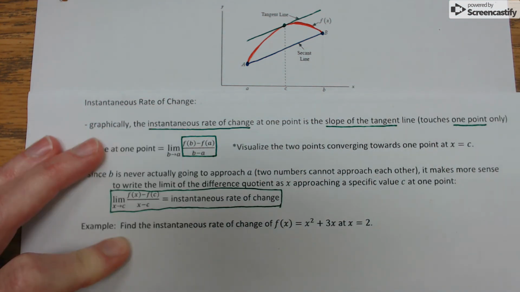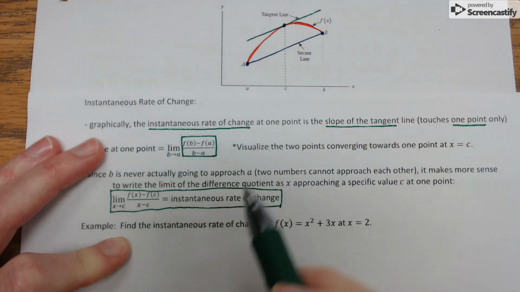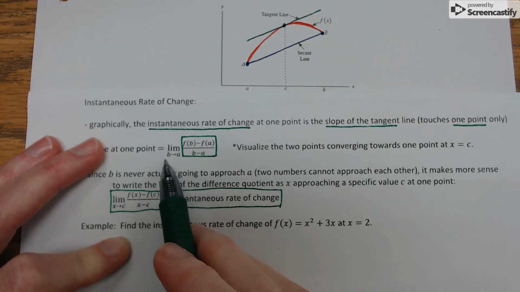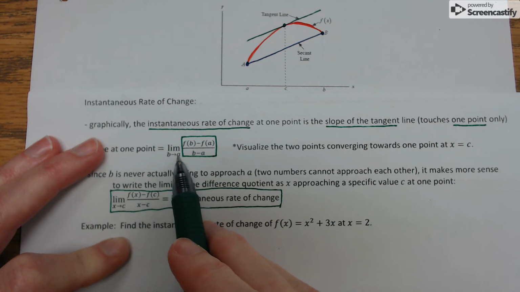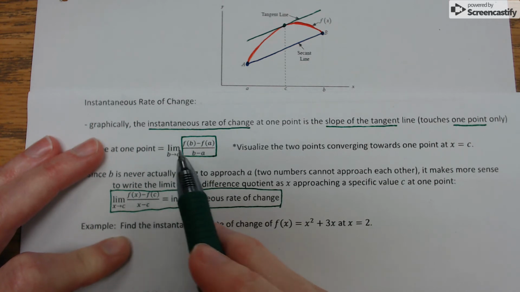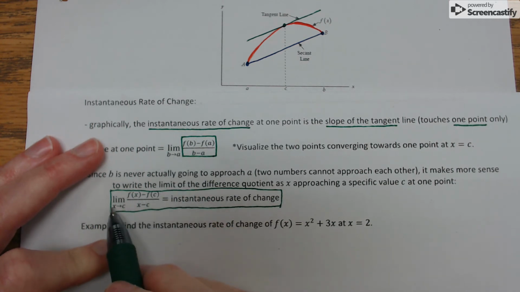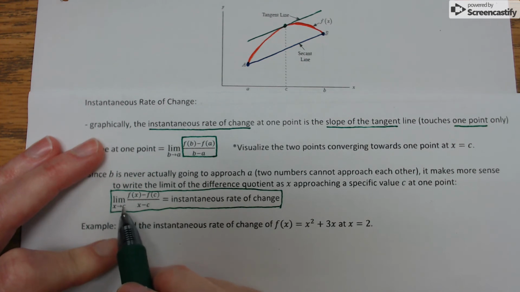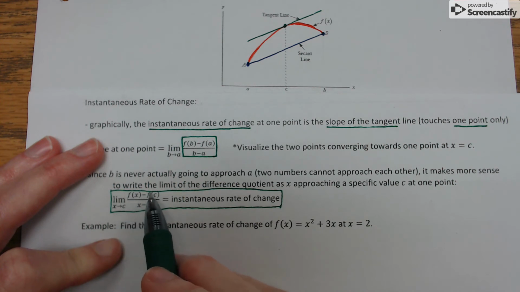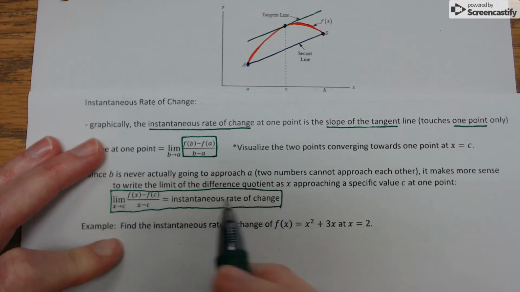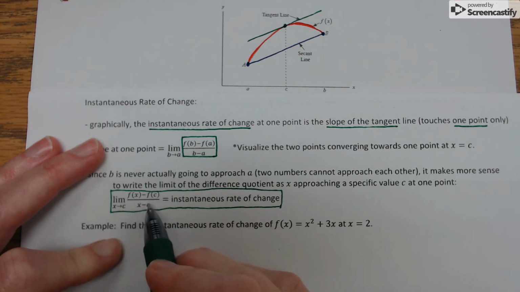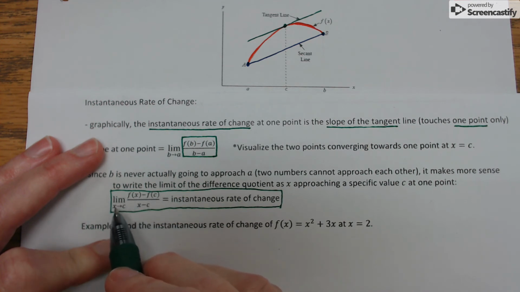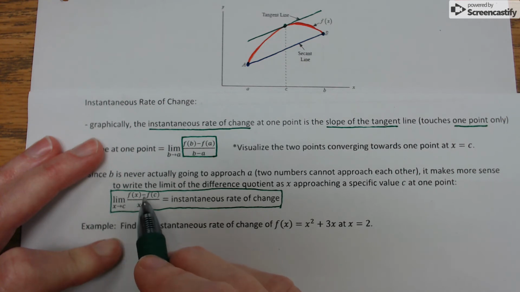So even though we might be able to visualize that happening, mathematically it's not true that two different x values are really going to approach each other. So mathematicians figured out that it made more sense to have the limit as x is approaching that one particular value C. They rewrote the expression for instantaneous rate of change, still with that format of the average rate of change, but it's very important to know that there's always a limit statement attached to that. So it's the limit as x goes to C of f of x minus f of c over x minus c.